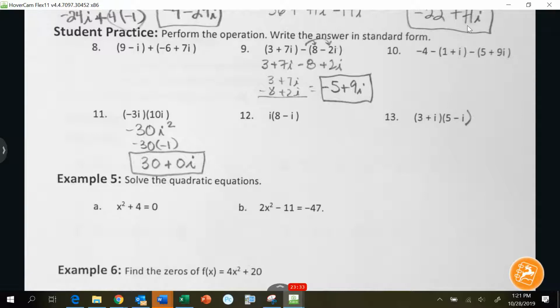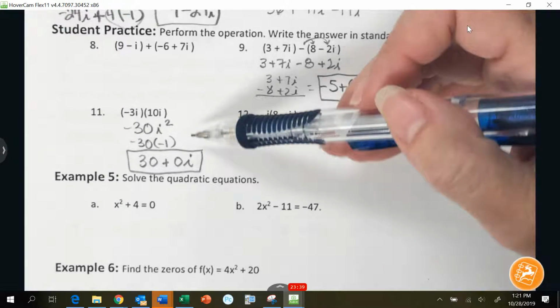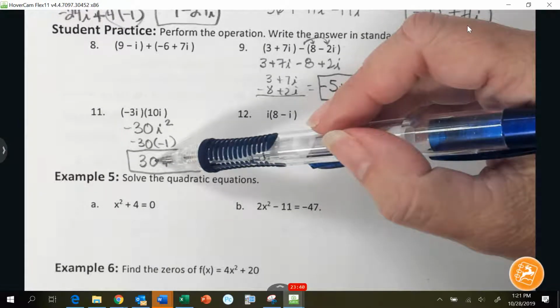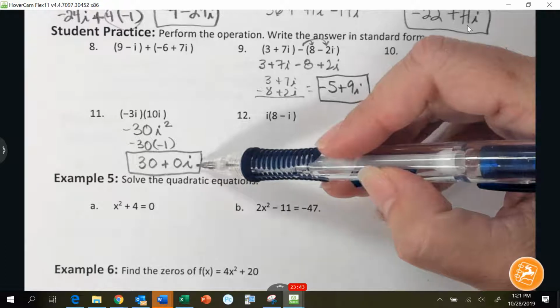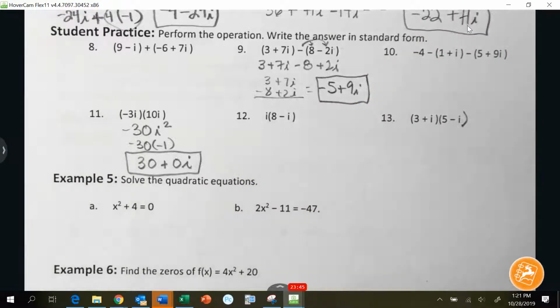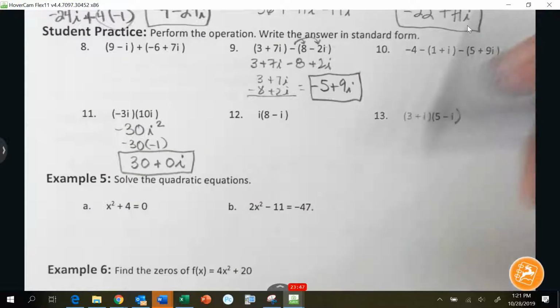Multiply, yep. All right, so for number 11, I multiplied and I got 30i squared. i squared is negative 1, so I got 30. And then it does say write in standard form, so I added on no imaginaries at the end. How about 13? Nah, let's do 12. Number 12 and then do 13. We've got time. I thought we could fly through these.